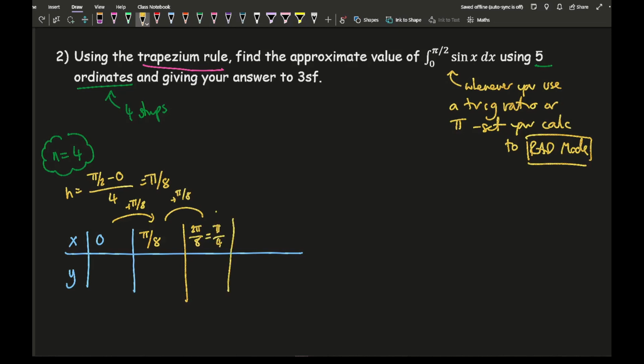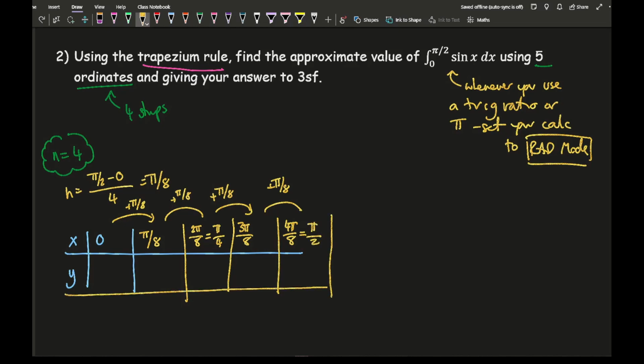Then I add another pi over 8, and that gives me 3 pi over 8, which can't be simplified, so I leave that as it is. Add another pi over 8, and that gives me 4 pi over 8, which is pi over 2, which is my upper limit, which is where I stop. Then all I need to do is substitute the values in.